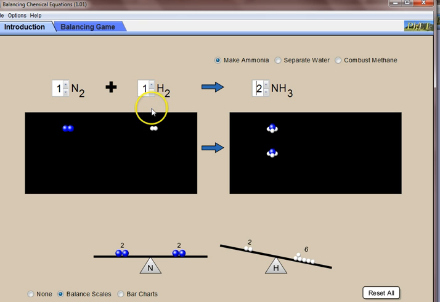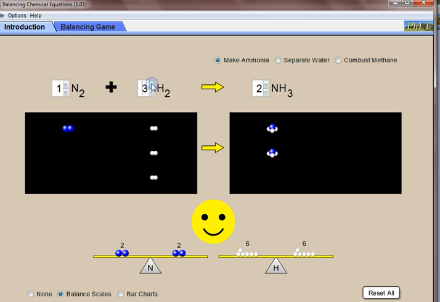Can you tell me how many hydrogens we're going to need on this side? What should be the coefficient? Okay, you're saying 2 hydrogens. Let's see if that helps. With 2 hydrogens the scale is still unbalanced, so we need 1 more hydrogen. There are 6 hydrogens on the right-hand side and we only have 4 on the left-hand side, so we need 6 hydrogens. We increase that to 3 and then get a smiley face.